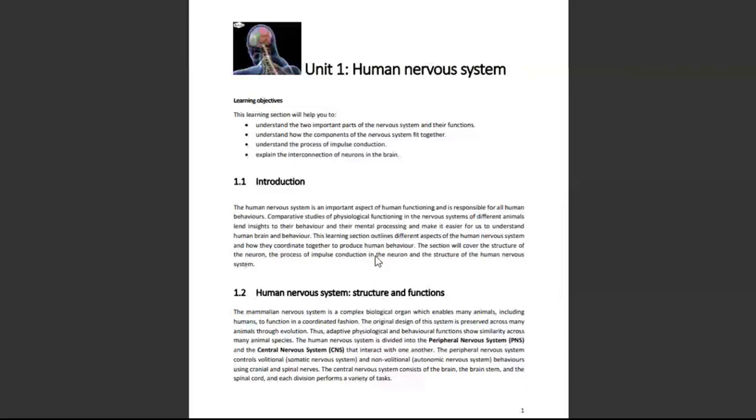Human nervous system structure and function. You cannot go on with this chapter without touching on the structure and functions. What structures in your brain coordinate the human nervous system, and what important functions do these structures have? They say the mammalian nervous system is a complex biological organ which enables many animals, including humans, to function in a coordinated fashion. The original design of this system is present across many animals through evolution.